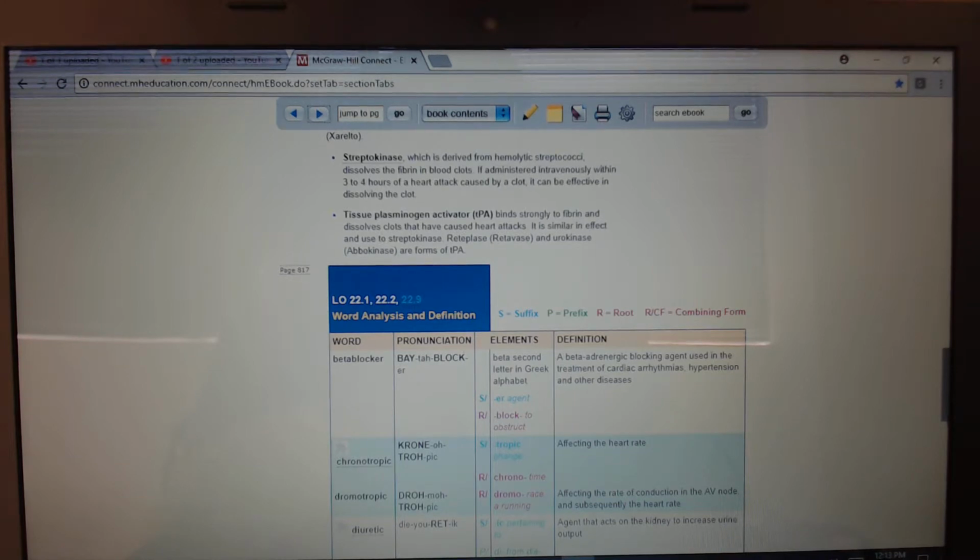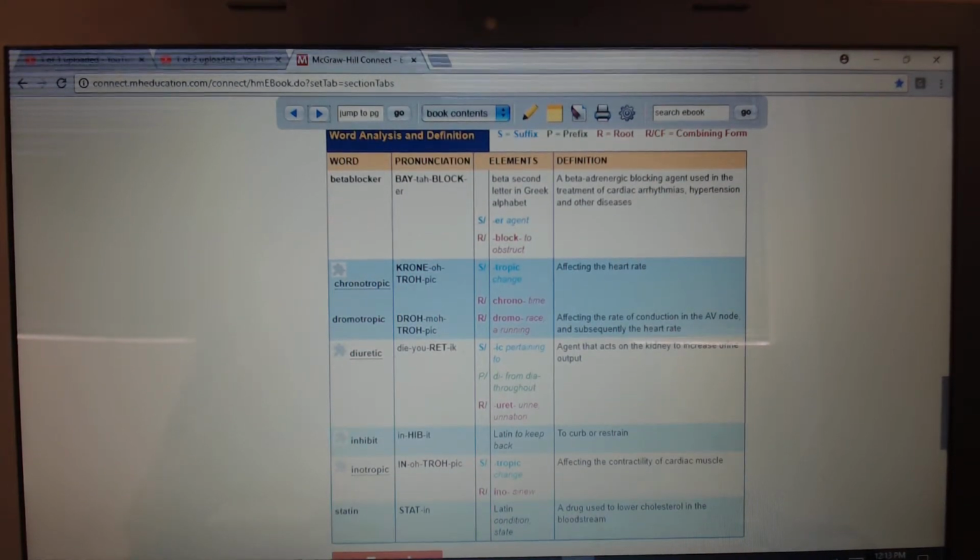Beta blocker from our list of terms. Block is to obstruct. Beta, the second letter in the Greek alphabet. A beta adrenergic blocking agent used in the treatment of arrhythmias, hypertension, and other diseases. Chronotropic is affecting the heart rate. Chrono means time. Dromo, race, a running, affects the rate of conduction at the AV node and subsequently the heart rate. So chronotropic and dromotropic both affect heart rate.